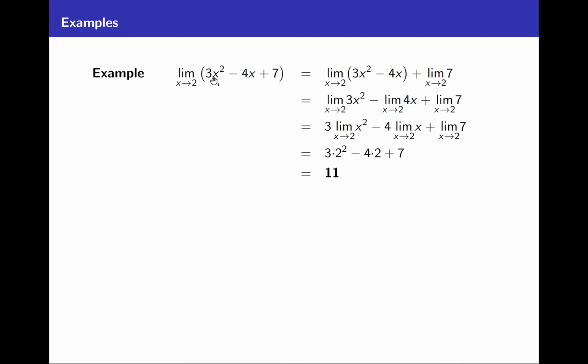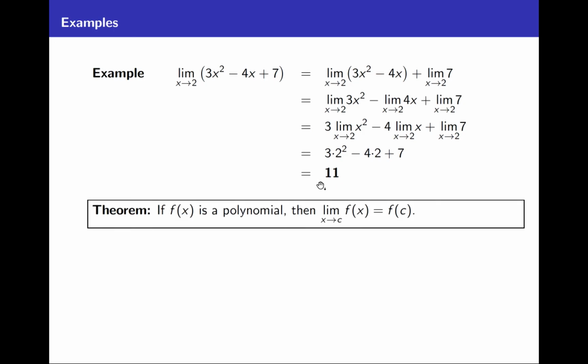I'd like to point out something that's happening here. We had the limit as x approaches 2 of this polynomial, and notice that in breaking it down with the limit laws, we eventually got to a point where we just plugged in 2, the number that x was approaching, into the polynomial and got the answer of 11. In fact, you can show that that always works.